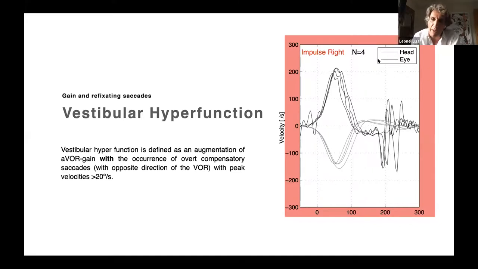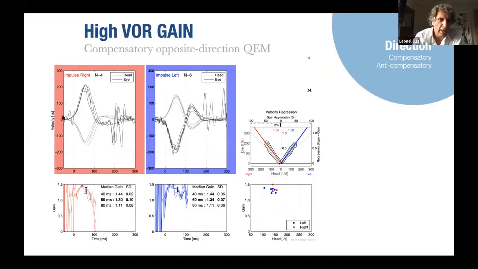This combination of hyperfunction in the slow phase and a refixating saccade in the opposite direction is clearly a case of real hyperfunction. Now imagine that you have something like this with a saccade in the same direction. It wouldn't make any sense. You would be looking even further away from the target. So probably a technical error. So here you can see exactly a gain of about 1.3, a gain of about 1.34, and again, saccades with the opposite direction of the slow phase.